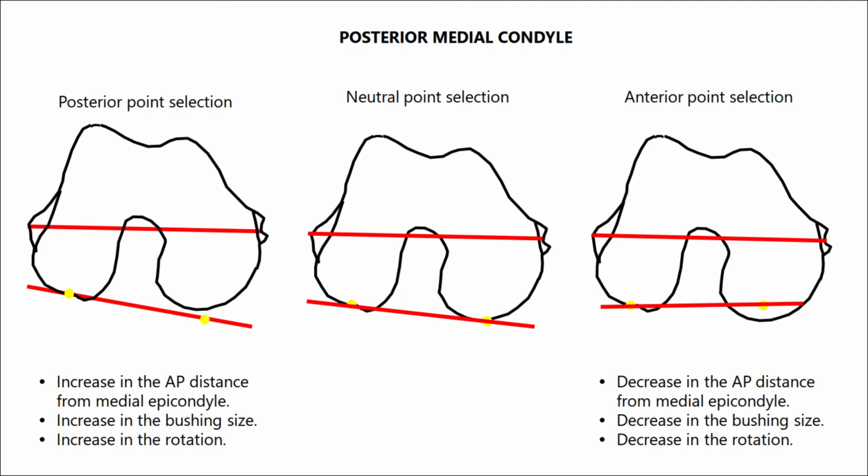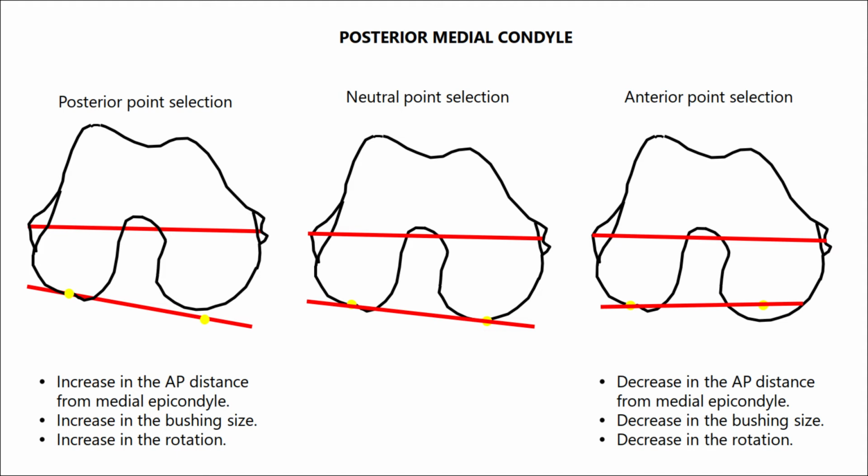Conversely, if it is taken more anteriorly, it will lead to a decrease in antero-posterior distance from the medial surgical epicondyle. This will decrease the rotation required to match the transepicondylar axis. This will decrease the difference of the cuts between the posterior medial and posterior lateral cuts, leading to a smaller bushing being recommended.